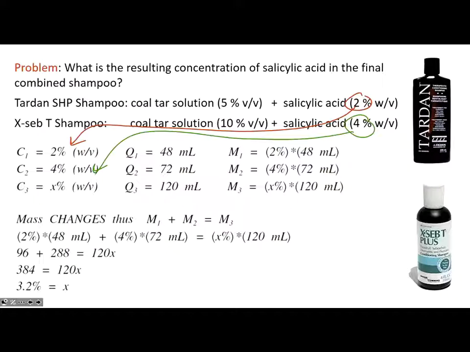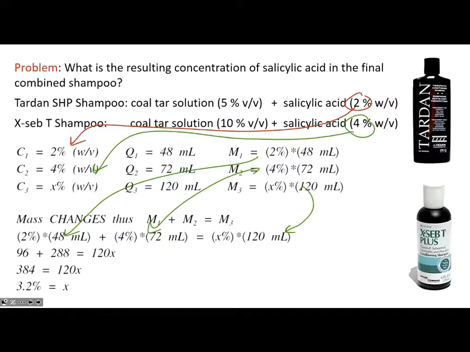Do I know what the final concentration of my salicylic acid will be? No, that's what I'm solving for, so I set that equal to X. So my C3, concentration 3, is X. I don't know what it is, but here's the deal. Will you know what the final quantity is when the two things get added up together? 120 mils. So I know my M3 is going to be my X% times 120 mils. So the only trick to this is to set it all up and bring that mass down to here, that mass over to here, and again, add those two together to get this final mass.